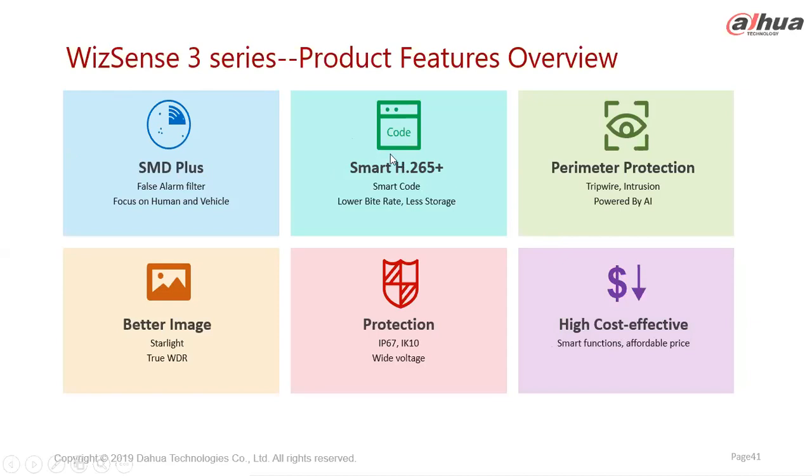When we talked about compression in our previous trainings, you can refer to it if you are not familiar with it. WizSense 3 can also do perimeter protection. We also talked about this. Better image comes in terms of quality. So WizSense 3 is the series 3 cameras. For protection, it has IP67, IK10, wide voltage, and the cost is very effective.